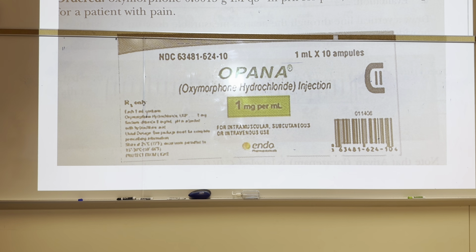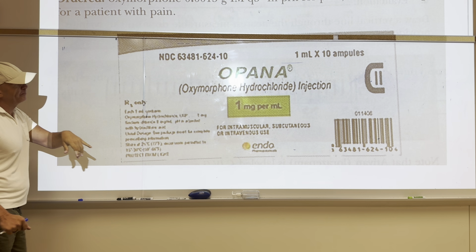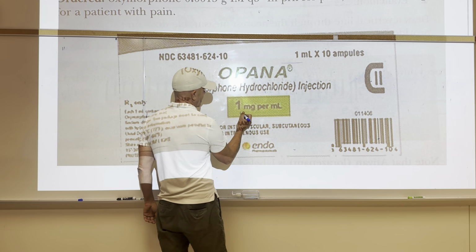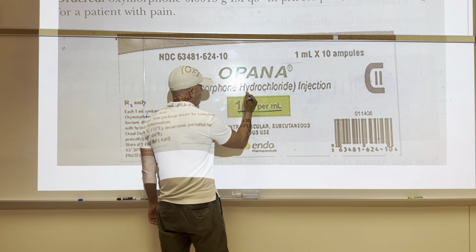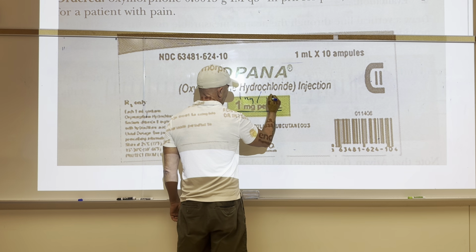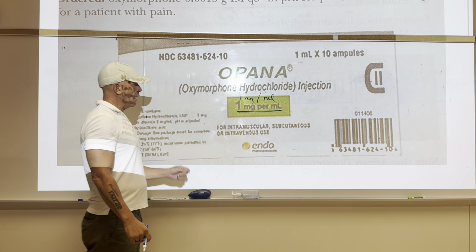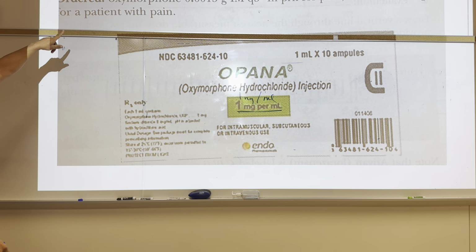Okay. Uh-oh. Oxymorphone. This is a pain medicine. Well, here's our dosage. Here's the given dosage. 1 milligram per ml, okay? All right. What's our order? Oxymorphone, 0.015 grams IM every 3 to 4 hours, PRN pain, a narcotic analgesic for a patient with pain. All right.